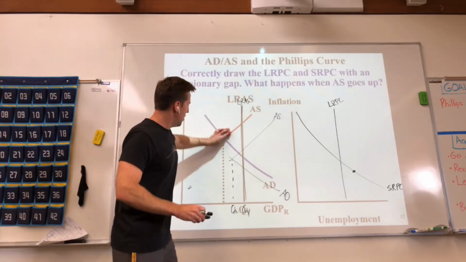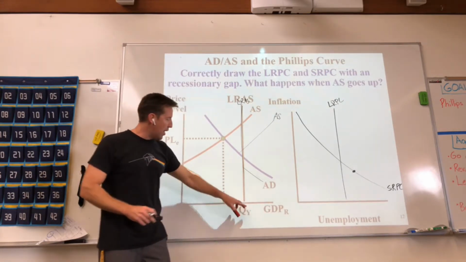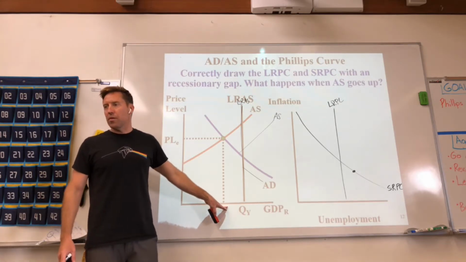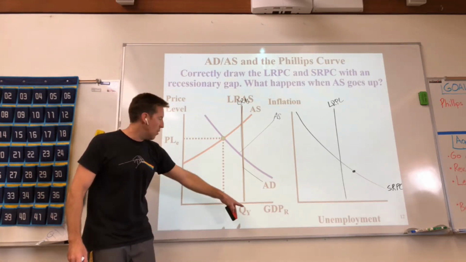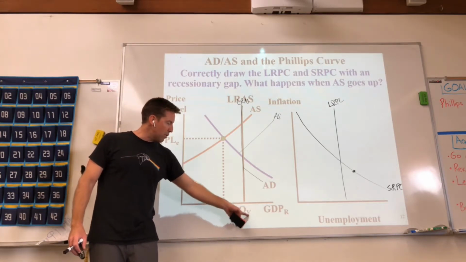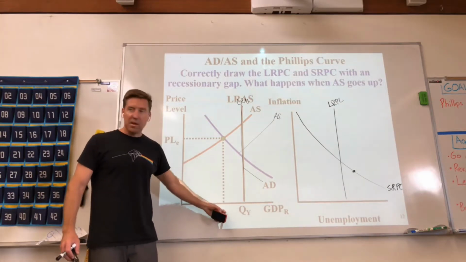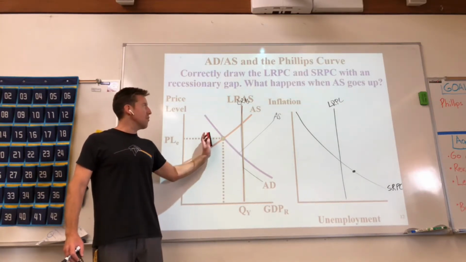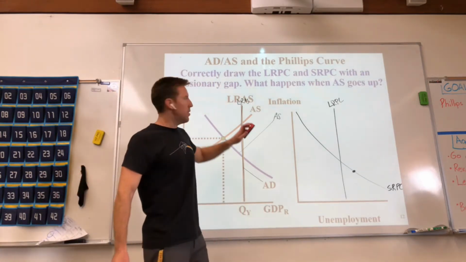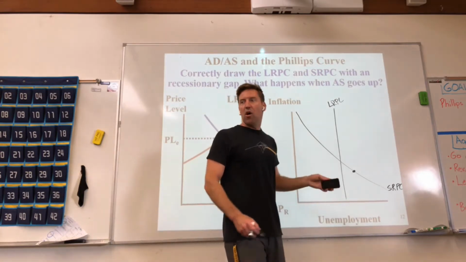Wait, is there a secondary gap where there's more unemployment? It means that we're producing less than full employment, which comes with higher unemployment. Yep, you're producing less than your full potential output. So this is where we should be operating. If we're to the left of our full potential, that means a recessionary gap. Anything to the left of long run aggregate supply always comes with unemployment.